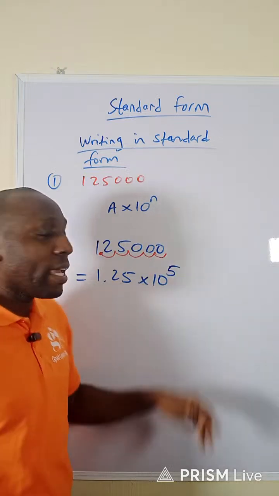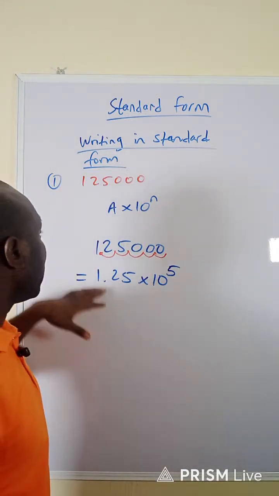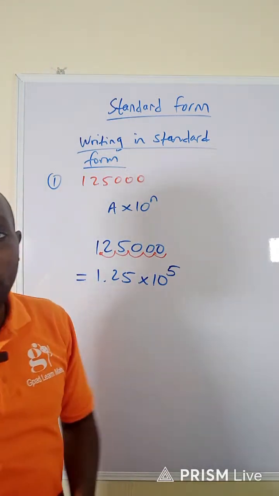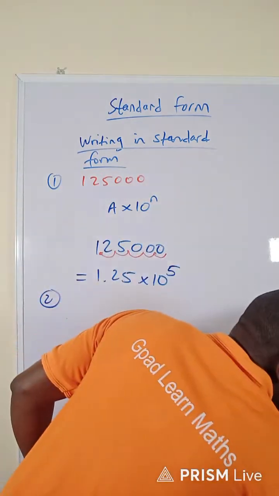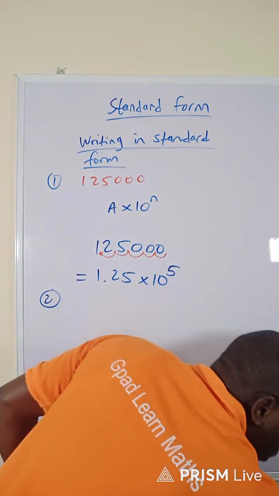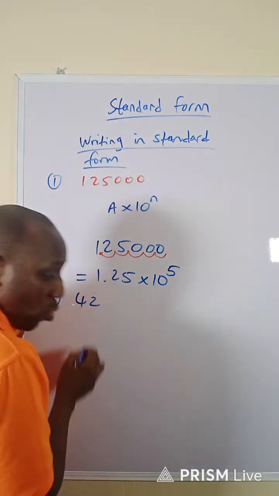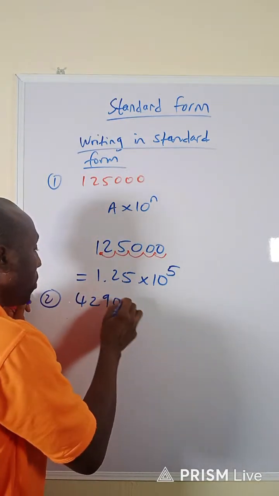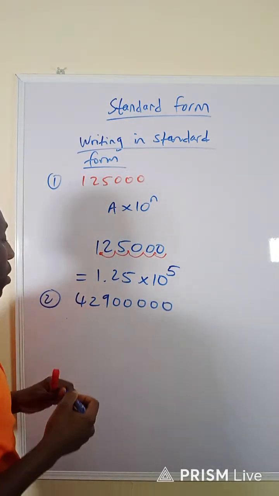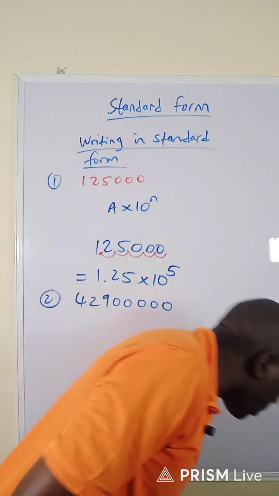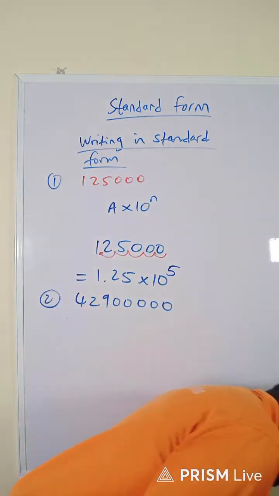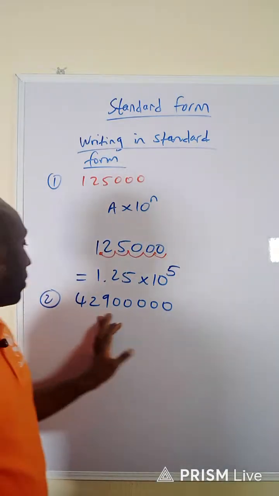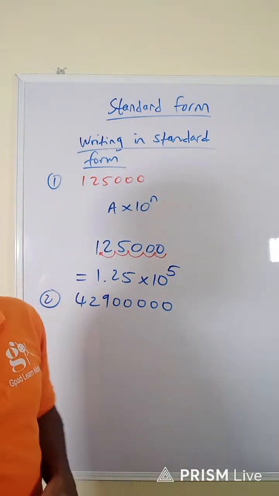So 1.25 times 10 raised to the power of 5 is this number written in standard form. Good. So let's look at another example. 429,000,000. Okay, who can help us write this number in standard form? Anybody? Good to have you here, user SB4. Let's write this number in standard form.